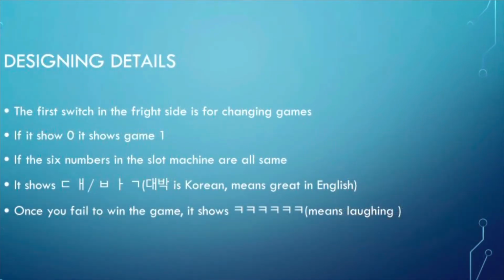Okay, so I'm going to tell you my design details. First, the number 1 switch on the right side can change which game you play. When the switch is 1, it's for game 2. And of course, when it is 0, it is game 1. In this slot machine game, the 6 numbers decide whether you win or lose. When you win, it shows Daebak. Daebak is a Korean word, and it means very great, amazing, awesome in English.